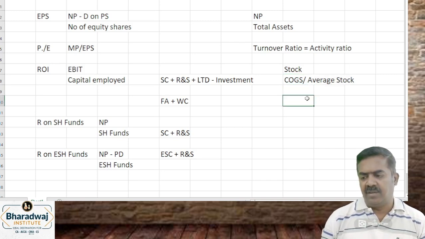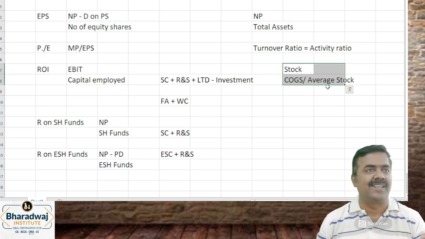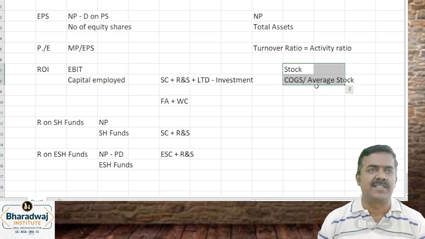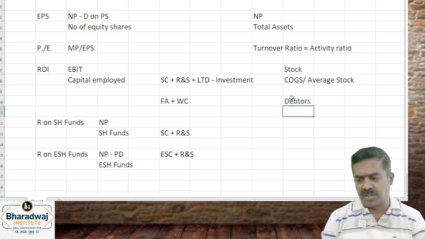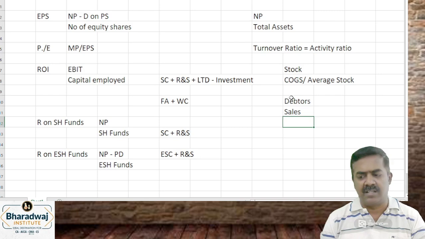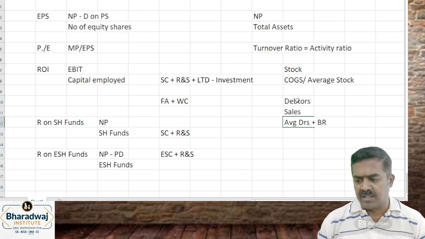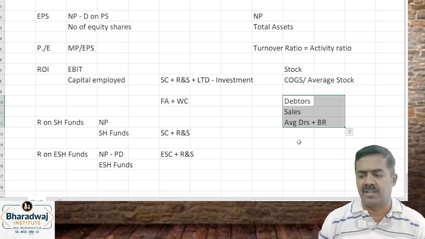If you want to express it in days, that is called stock velocity: 365 days divided by stock turnover will give us how many days the stock stays in the godown. Then we work out debtors velocity or debtors turnover ratio. How to work out debtors turnover? Credit sales, and if that is not available, sales, divided by average of debtors and bills receivable. That gives us the debtors turnover ratio. Wherever you want to express in days, it is 365 days divided by turnover.